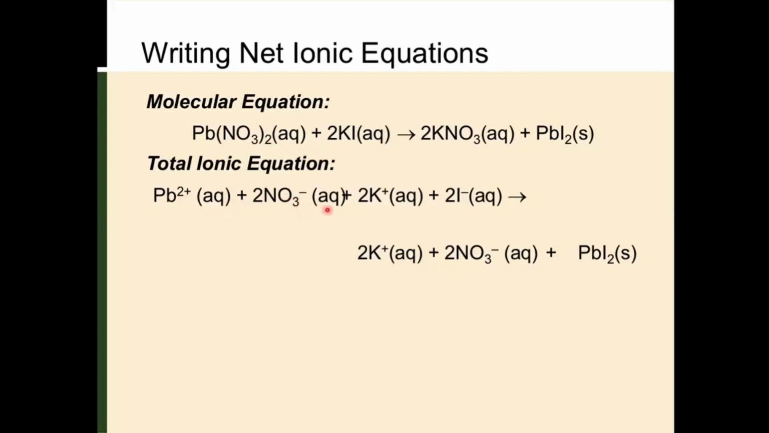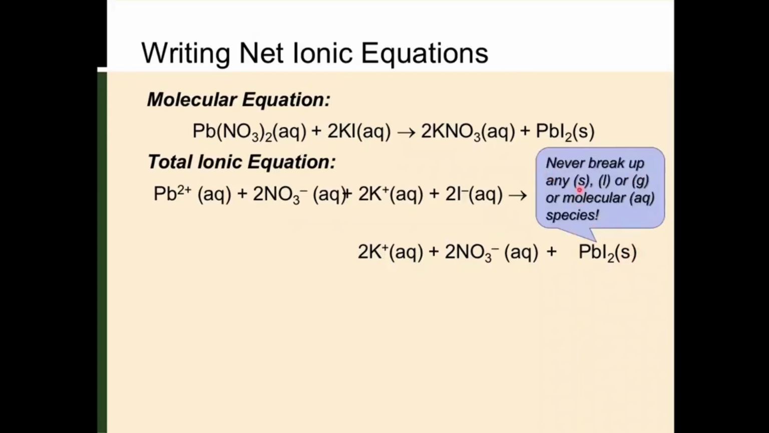Both are aqueous, both are dissolved in water. And then we have 2 potassium plus ions. That's also aqueous, as we can see from our molecular equation. And then we have 2 iodides, which are also aqueous. And that gives us a product where we've also separated out all of the ions, the potassium ions, the nitrate ions, and then we also have this molecular species, this lead iodide. Now we don't separate that out because that is our solid precipitate. So we never break up any solid, liquid, or gas or molecular aqueous species.